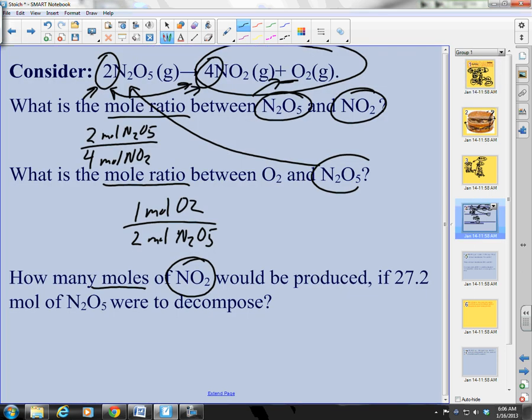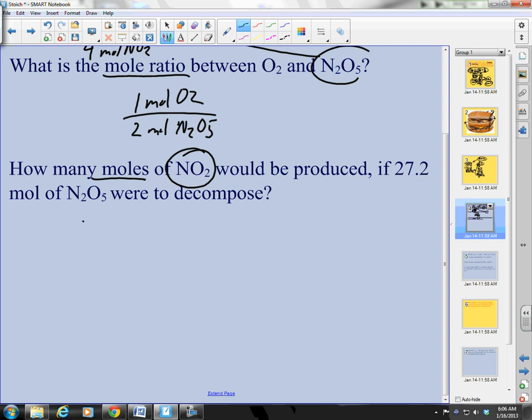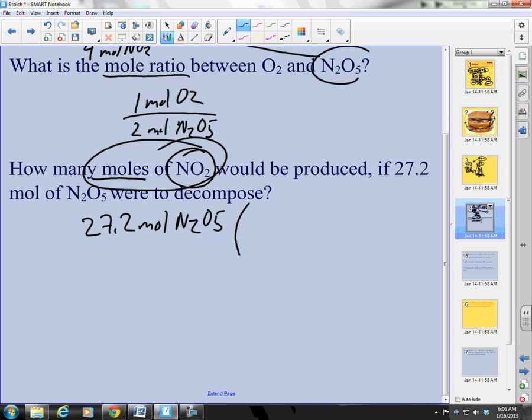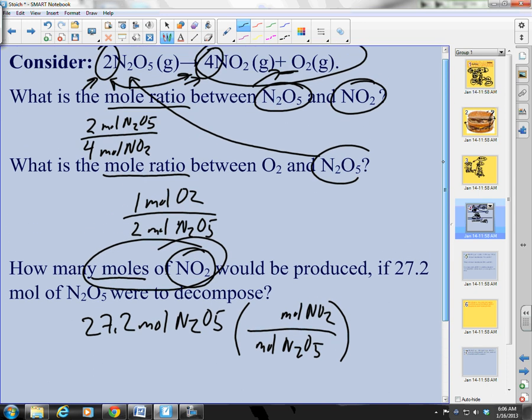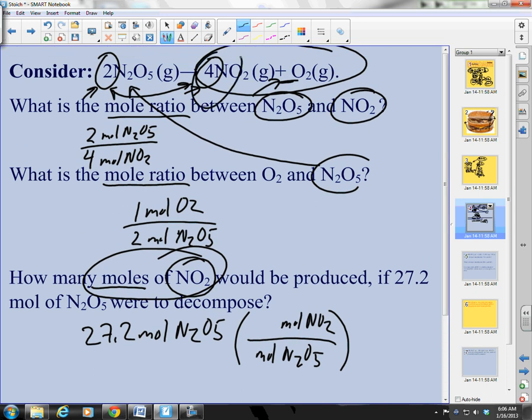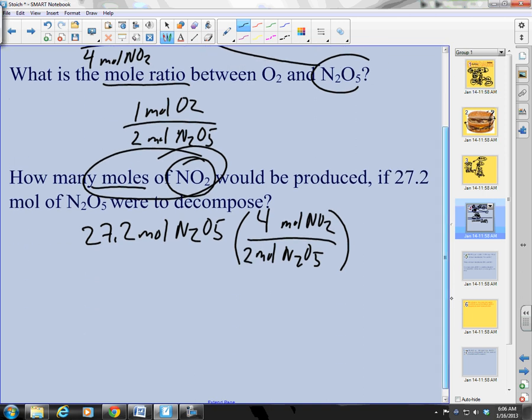So let's come here. Ready? What do I have? I have 27.2 moles of dinitrogen pentoxide, right? And I'm going to multiply it by a mole ratio. What do I want? I want moles of nitrogen dioxide, so we put moles of nitrogen dioxide. What do I have? Moles of N2O5. Good. So what's my mole ratio from the reaction between these? I have 4 nitrogen dioxides, and I have 2 dinitrogen pentoxides. There we go. It's a 4-to-2 mole ratio.